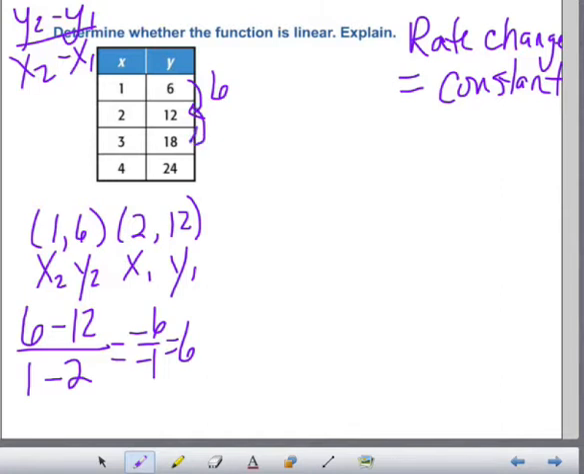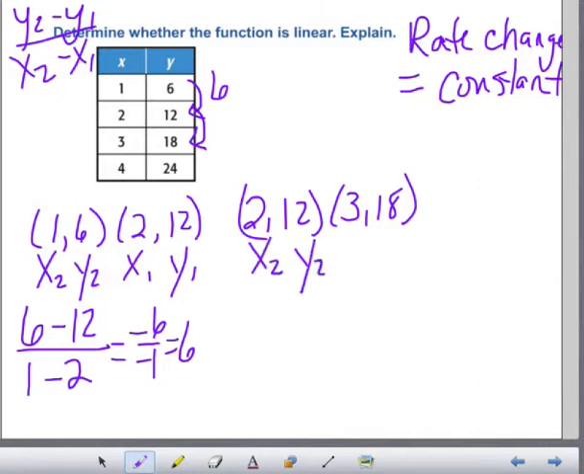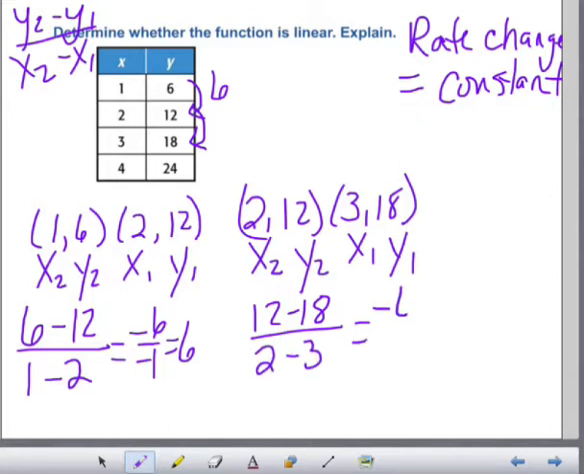I got to see if I have the same rate of change here. So my ordered pairs are 2, 12, and 3 and 18. So x2, y2, x1, y1. Plugging them into my formula, I've got 12 minus 18 over 2 minus 3. I get negative 6 over negative 1, which is 6. So my rate of change from there to there is 6.